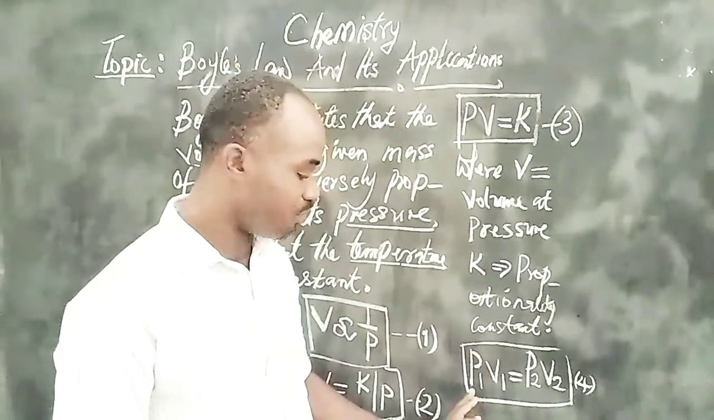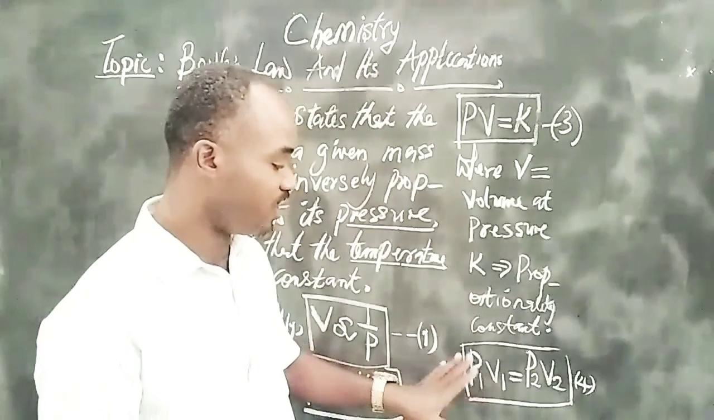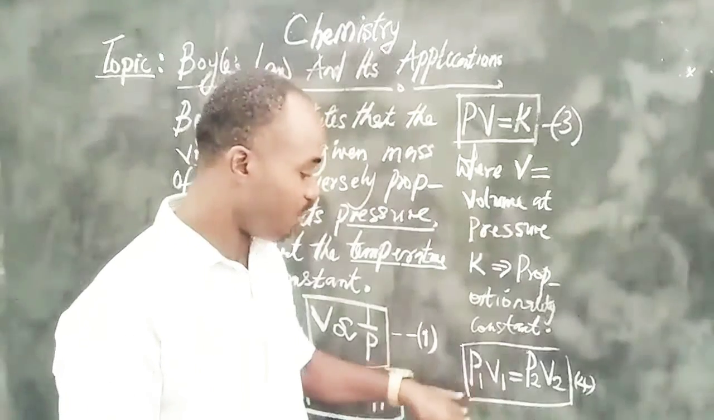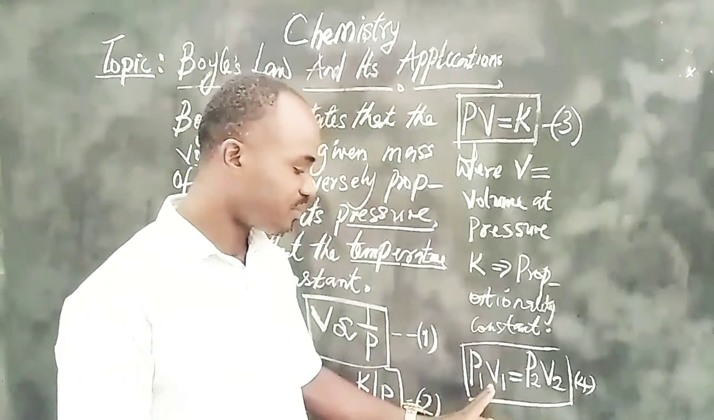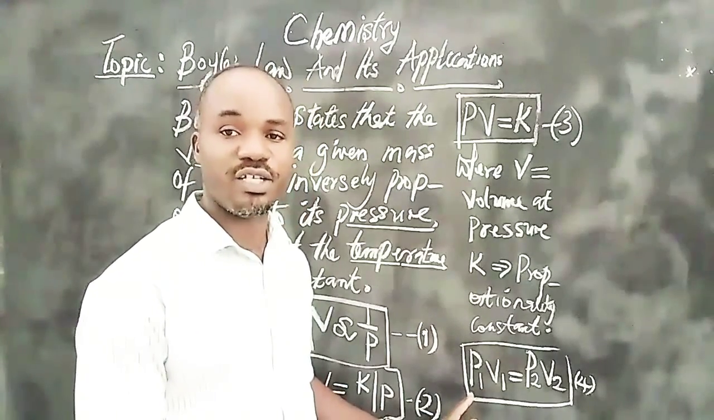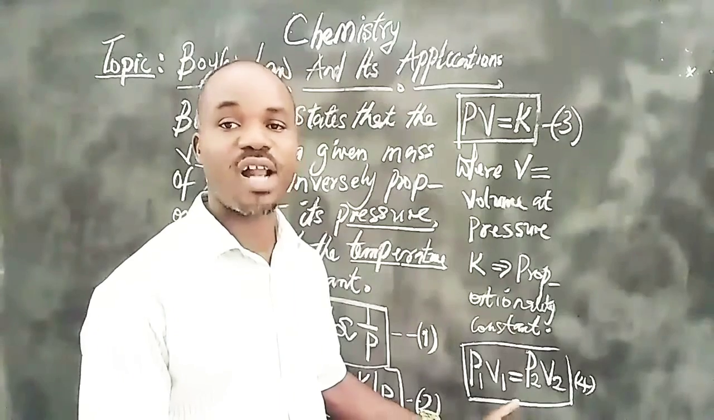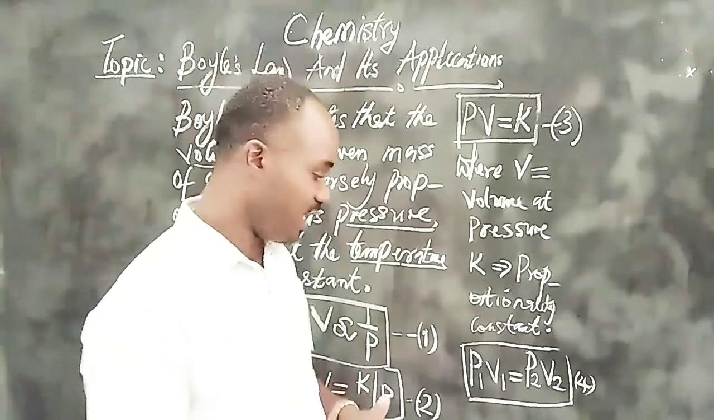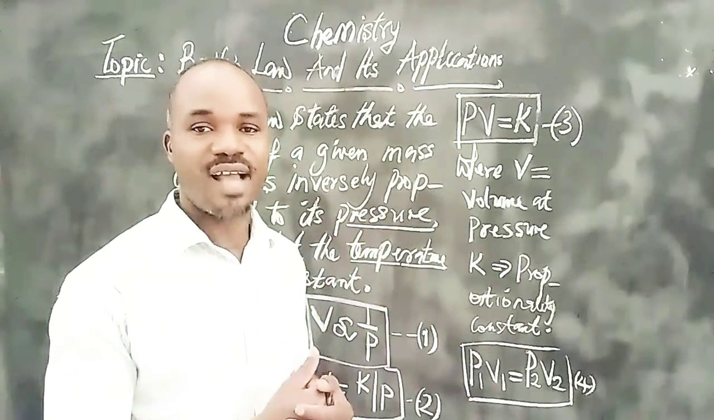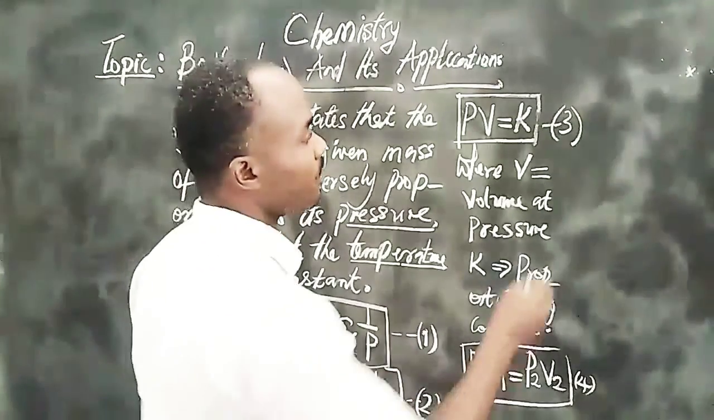This simply means P1 and V1 are the product of initial values of the gas, and P2 and V2 the final values. V1 stands for initial volume of the gas, while P1 stands for initial pressure of the gas. Then P2 stands for final pressure of the gas, while V2 stands for final volume of the gas. Having said that, we are going to quickly look at a simple exercise, how this Boyle's Law can be mathematically applied.